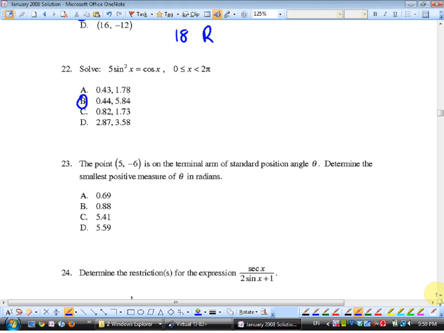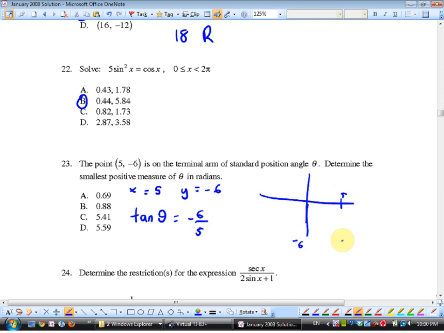23. The point 5, comma, negative 6 is on the terminal arm of standard position angle theta. Determine the smallest positive measure of theta in radians. I think what they're telling me is that x is 5, that y is negative 6. So tan theta is negative 6 over 5. If x is 5 and y is negative 6, I know I'm in this quadrant here. Which means I'm between 3 pi by 2 and 2 pi.